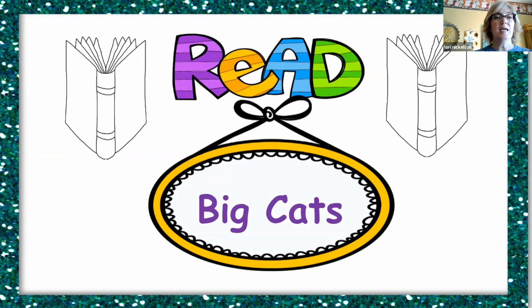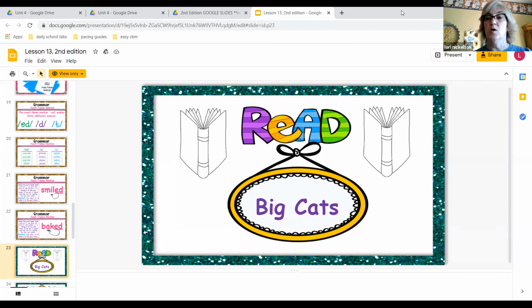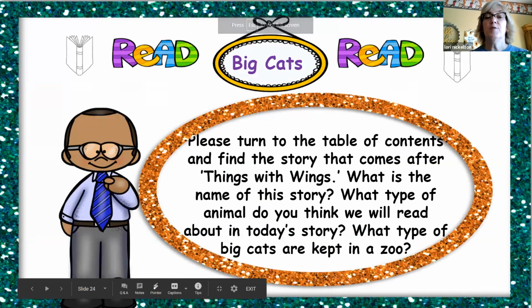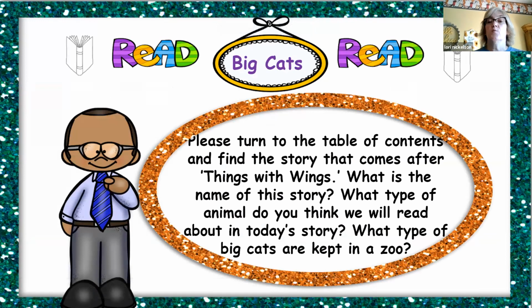So let me escape and let's get this bar off my thing here and let's go to our story. Actually, before we go to our story, it says turn to the table of contents and find the story that comes after things with wings. Well, guess what? That's big cats. This story, what do you think we're going to be reading about? What kind of animals? Big cats, like tigers, maybe, lions, leopards, panthers.